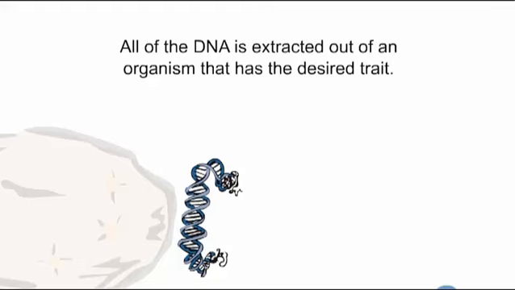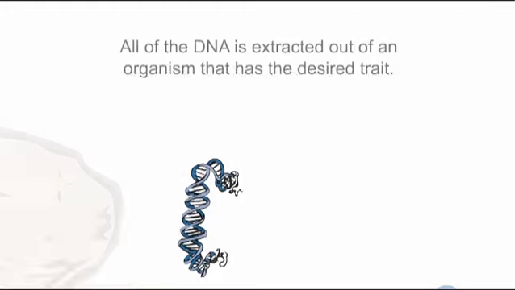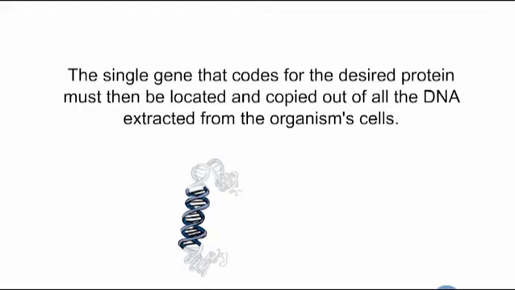So all of the DNA is extracted out of an organism that has the desired trait. Afterwards, formation of recombinant DNA is very important. The resulting DNA molecule which contains the foreign DNA is known as recombinant DNA. So here a single gene that codes for the desired protein must then be located and copied out of all the DNA extracted from the organism's cell.